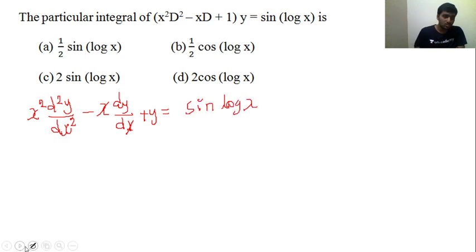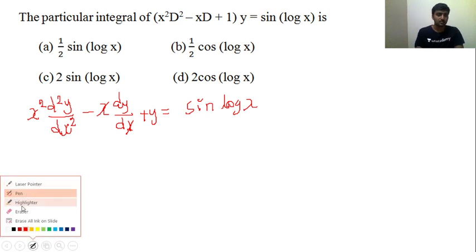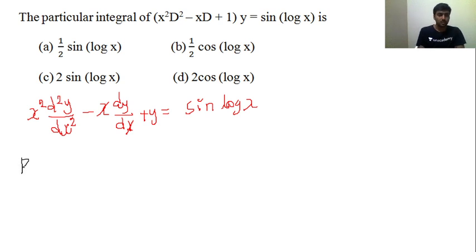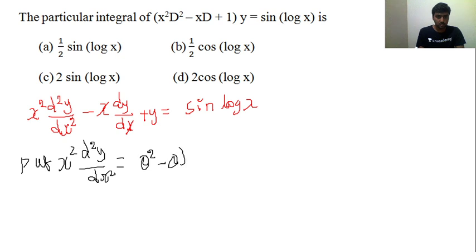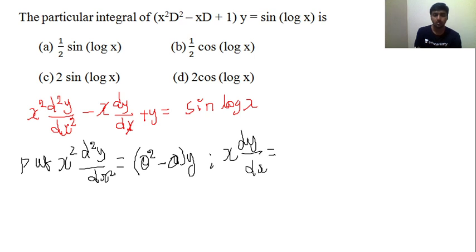We know the substitutions for the Euler-Cauchy equation. Put x square into d square y divided by dx square is equal to theta square minus theta into y. So this is the condition. Now x into dy divided by dx is equal to theta into y.